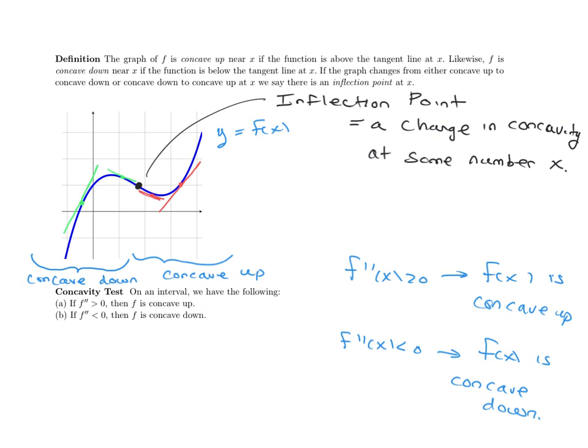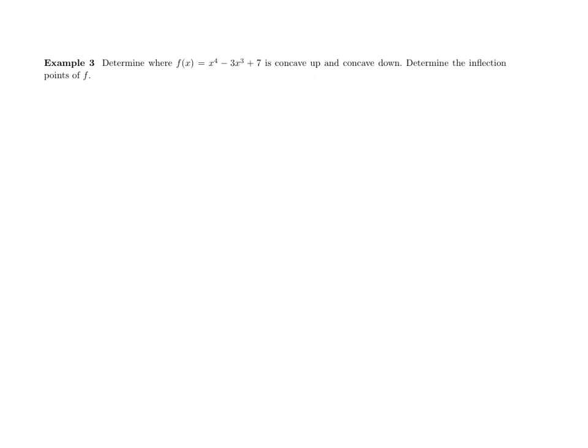Let's now use this test to find where a given function is concave up or concave down. In example 3, the function f of x is equal to x to the fourth minus 3x cubed plus 7. Where is it concave up? Where is it concave down? And are there any inflection points on the graph? To figure this out, we need the second derivative, which means we need the first derivative. The first derivative is 4x cubed minus 9x squared. The second derivative is the derivative of the derivative, which in this case is 12x squared minus 18x.